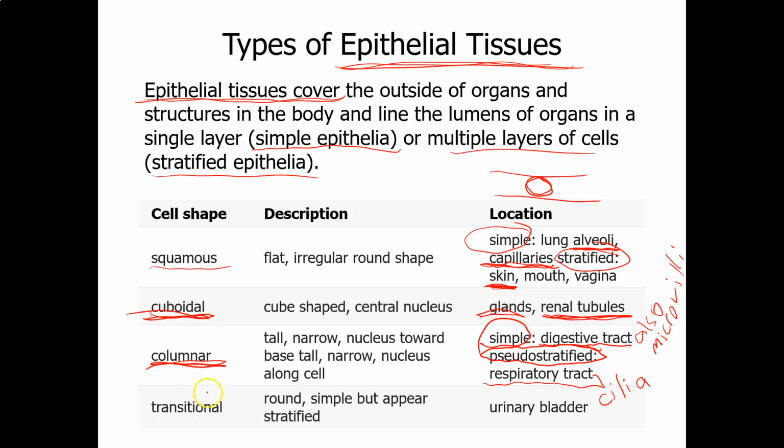Transitional means that the tissue changes when the tissue gets stretched. So for example, the urinary bladder. When the urinary bladder is full, the cells lining the urinary bladder would appear more flat and round like the squamous cells. And when the urinary bladder is empty, they would appear more cuboidal and columnar.